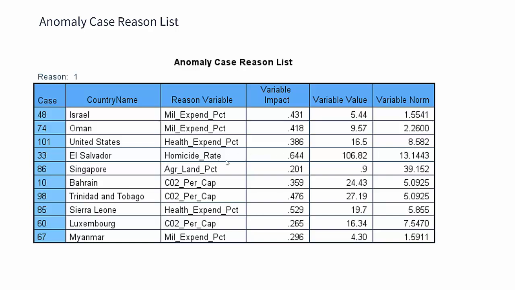El Salvador's is homicide rate. Singapore is agricultural land percentage, where its variable value is only 0.9. So it, of course, being an island state, really doesn't have much agricultural land, and that's what makes it anomalous. So we're starting to form a picture of the various variables which are driving the anomaly score for these different countries. Bear in mind that this is only reason number 1, and we asked for up to all 3 reasons. We can look at the other reasons.